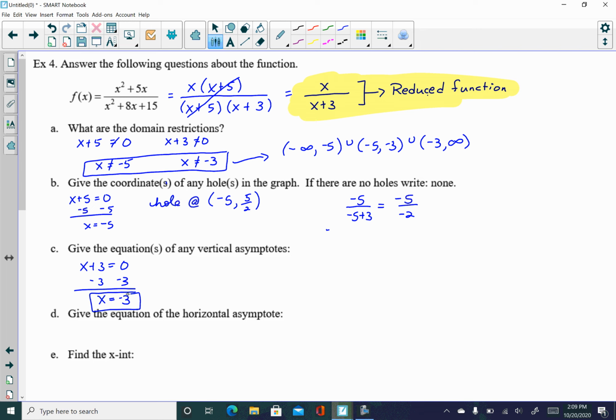Letter D wants your horizontal asymptote. You can go back to the original function, or you can still use your reduced function. Either way, I'll show you. If you look at the original function, the degree of the top is the same as the degree of the bottom, so you just take your coefficients. It would be y equals 1 over 1. Notice with the reduced function, the degrees are the same on the top and bottom, and the coefficients are still 1 over 1. So that gives us a horizontal asymptote at y equals 1.